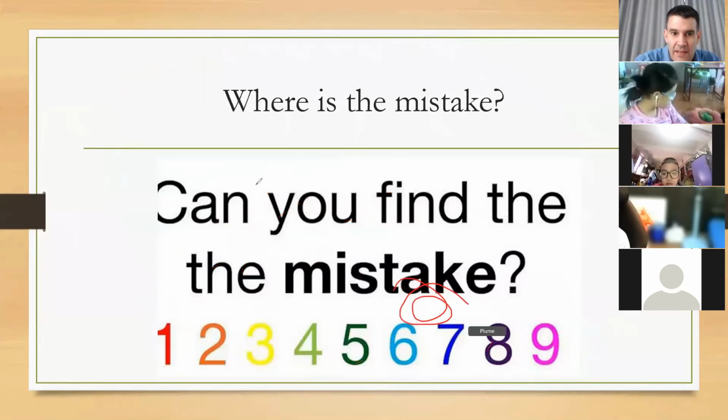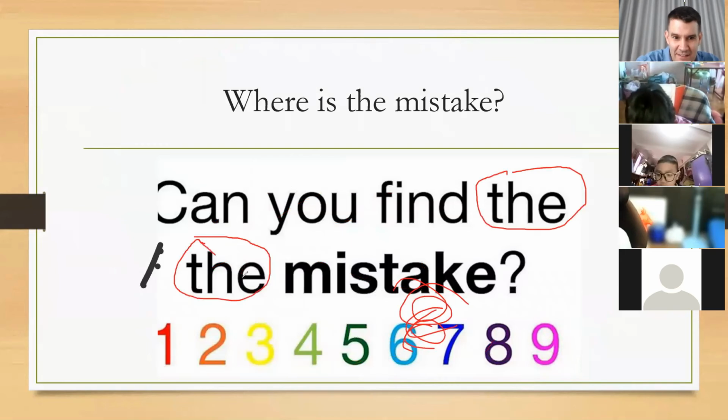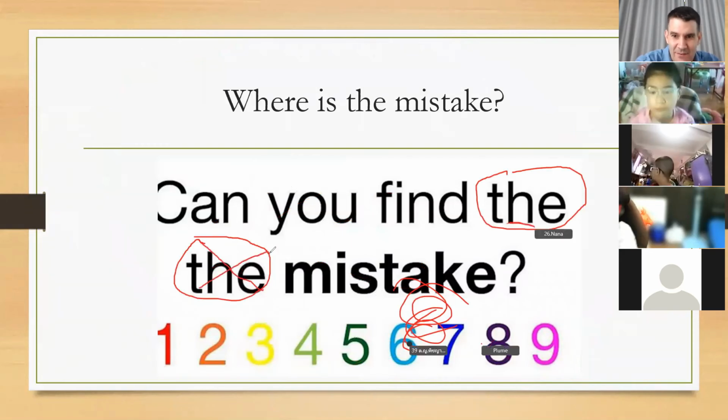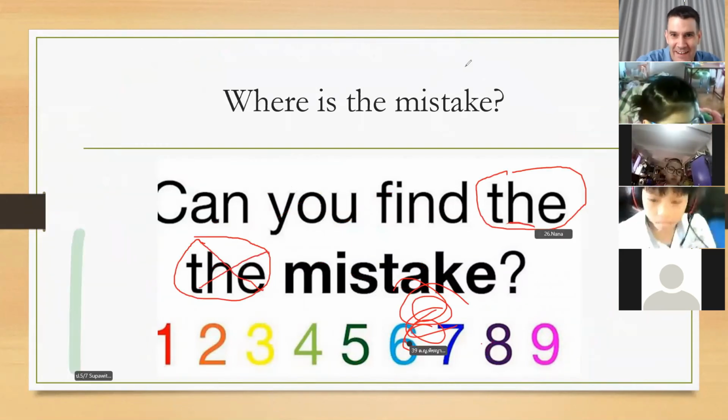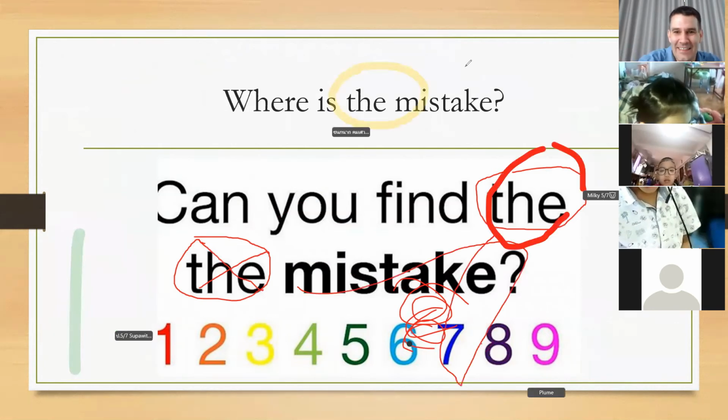Okay, so can you find the mistake? There are two "does". So one of these is the mistake. You cannot have two "does". It is tricky because your mind will look at the numbers.